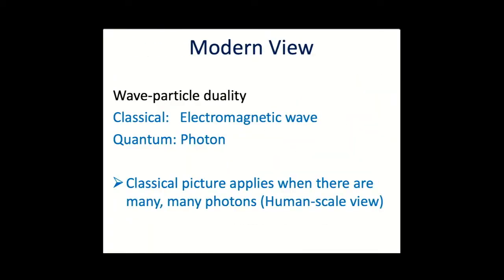So now we have two unequivocal demonstrations that light is a particle and light is a wave. So the modern view is to say, yes, it's both. This is the wave-particle duality, and it's central to quantum mechanics, and actually it applies not only to light but to matter and all quantum systems. They can look either like waves or particles depending on the situation. And for light, the classical picture is the electromagnetic wave, and the quantum picture is the photon. The classical picture is most useful when there are many photons, like in the room, the human scale.